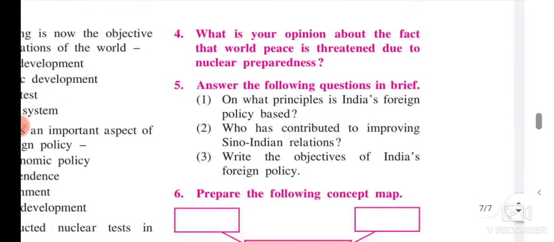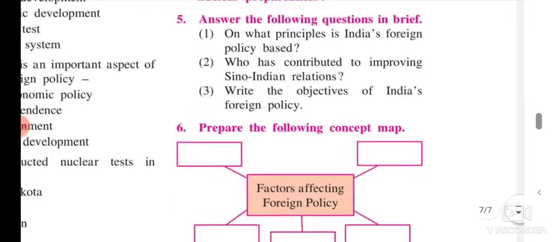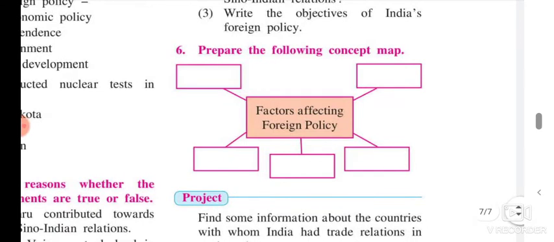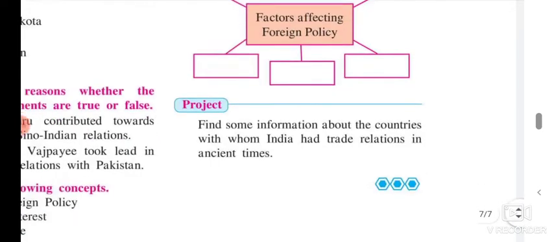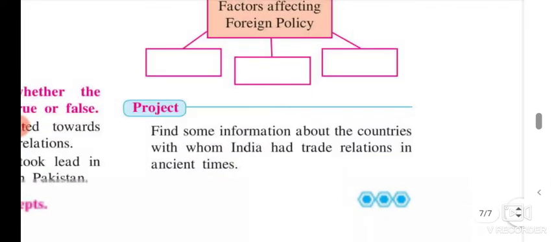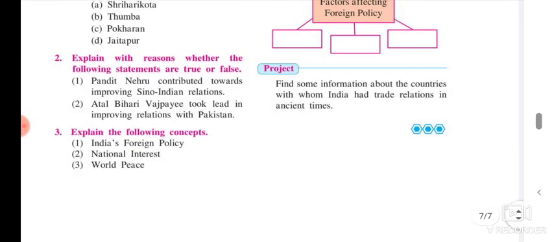The fifth question, answer the following questions in brief. First one, on what principles is India's foreign policy based? Second one, who has contributed to improving Sino-Indian relations? Third one, write the objectives of India's foreign policy. The sixth question is, prepare the following concept map: factors affecting foreign policies. Lastly, we have an activity here. Find some information about the countries with whom India had trade relations in ancient times. I guess everyone understood it. Thank you.